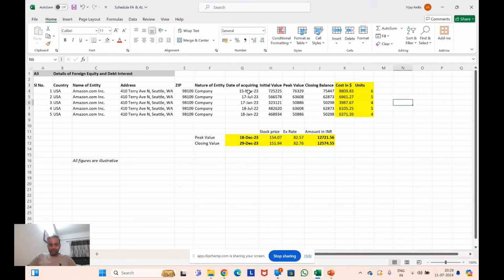So this is the first entry. This is the latest one. And you need to make the entry till 31st December. So whatever assets you had as on 31st December of the last year, that you need to consider.